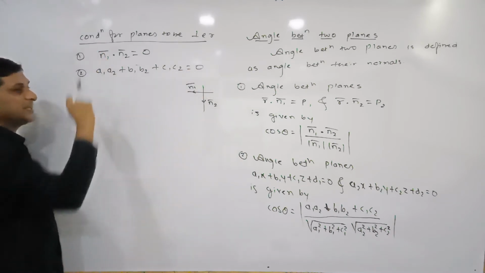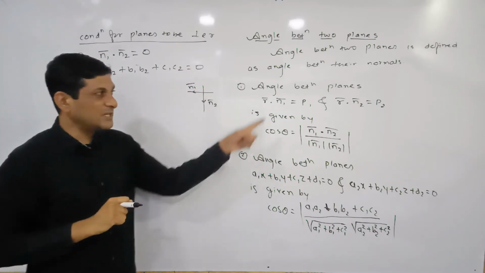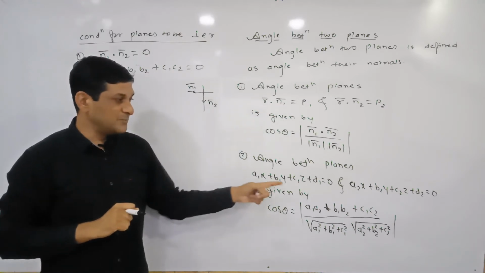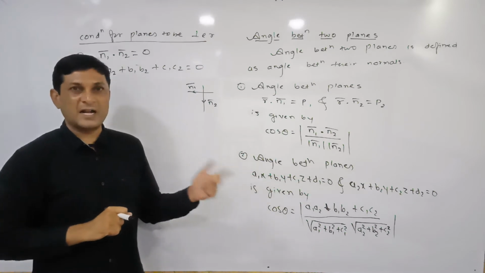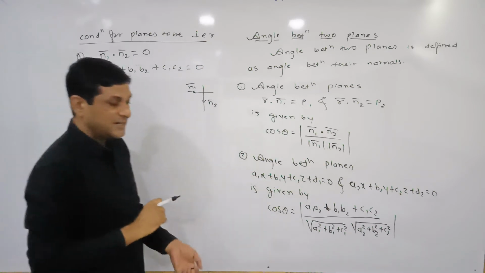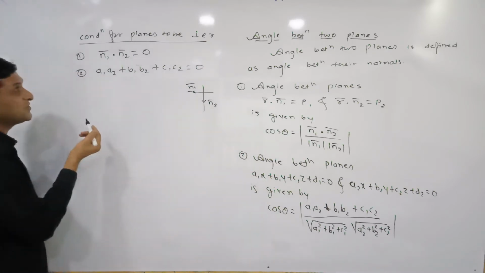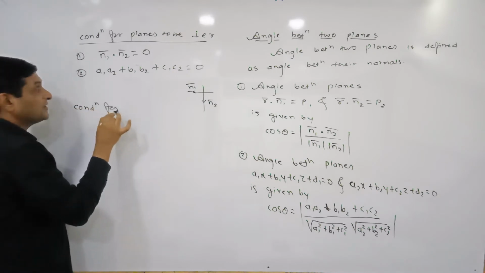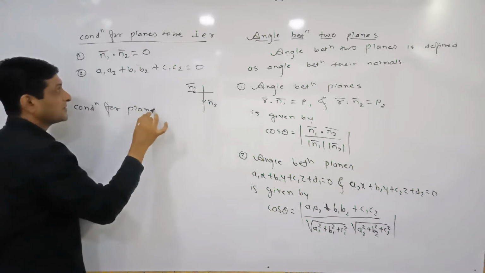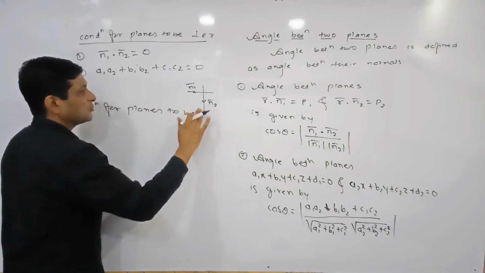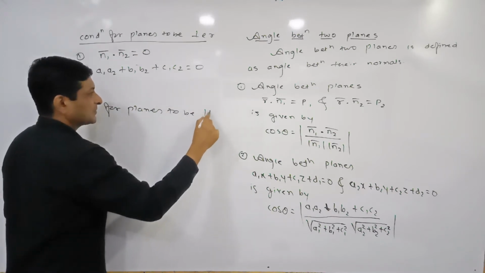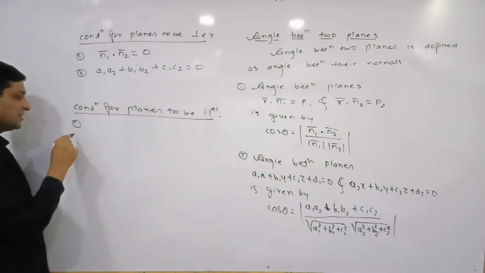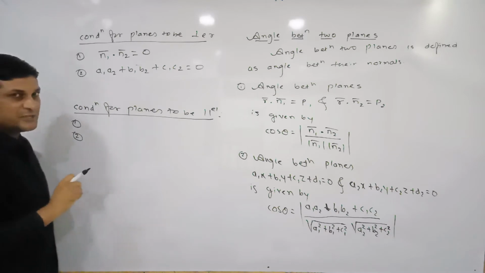This first condition can be applied if the given equations are in vector form, and this second condition can be applied if the given two equations are in Cartesian form. Now we are finding the condition for planes to be parallel. So let us find the first condition for vector form and the second condition for Cartesian form.